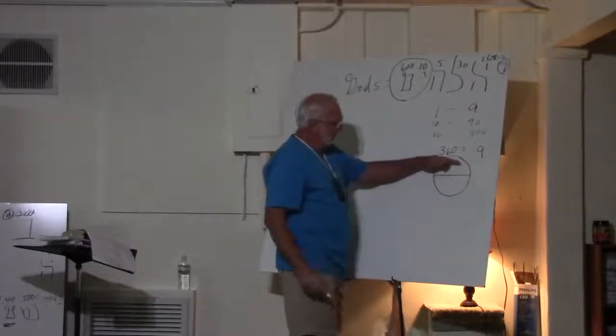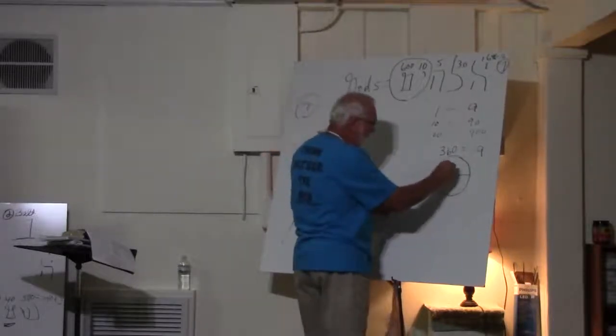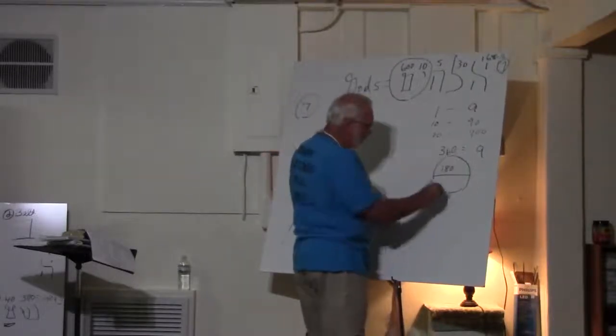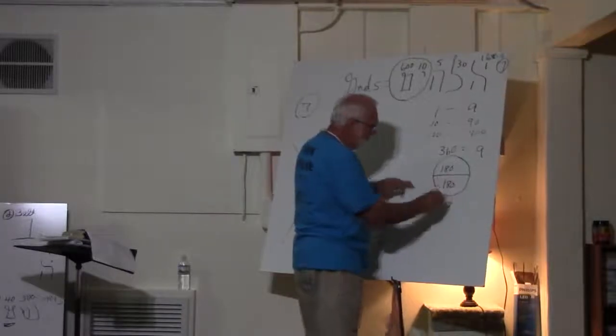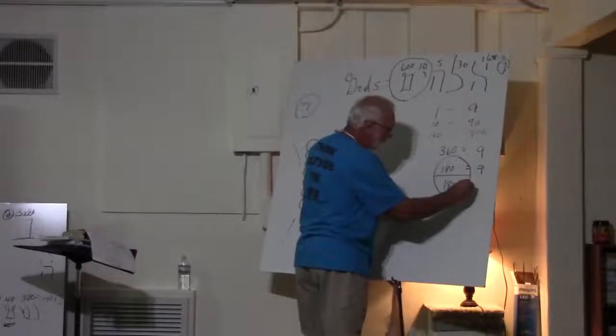we have daylight and night. We cut it in half. We have 180 degrees in this half of the circle. We have 180 degrees in this half of the circle. What does it equal? 9.